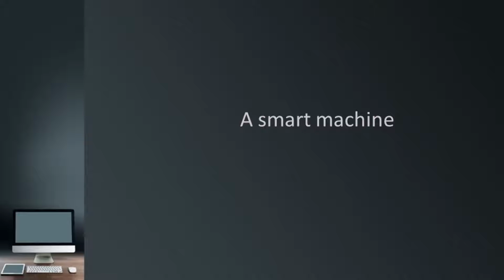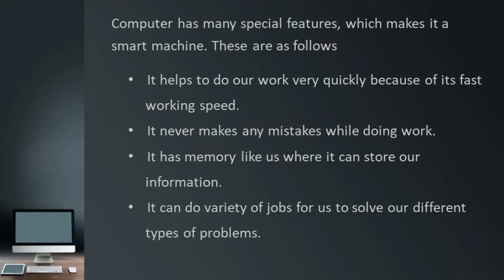A smart machine. Computer has many special features, which makes it a smart machine. These are as follows. It helps to do our work very quickly, because of its fast working speed. It never makes any mistakes while doing work. It has memory like us where it can store our information. It can do a variety of jobs for us to solve our different types of problems.